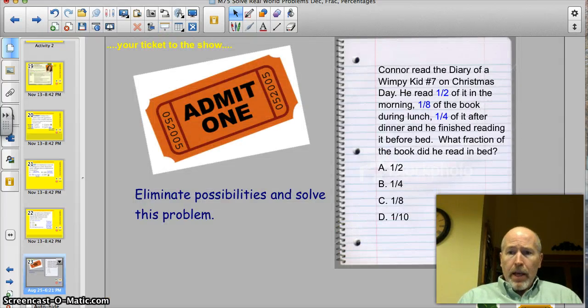Let's see. It's about my son Connor. Connor read The Diary of a Wimpy Kid, number 7, on Christmas Day. He read half of it in the morning, 1/8 of the book during lunch, 1/4 of it after dinner, and he finished reading it before bed. What fraction of the book did he read in bed? 1/2, 1/4, 1/8, 1/10. I'll pause and let you freeze the screen. All right, I want you to eliminate the possibilities and solve this problem for me, all right?